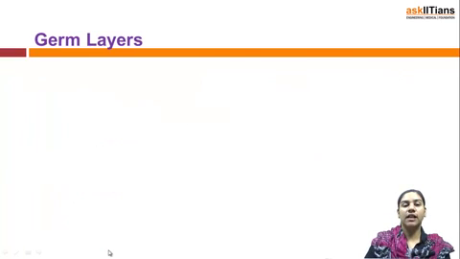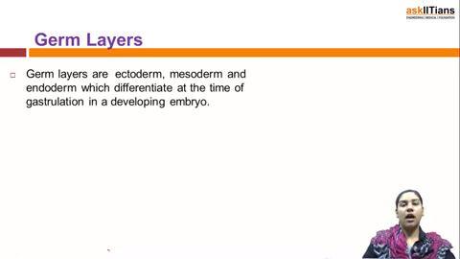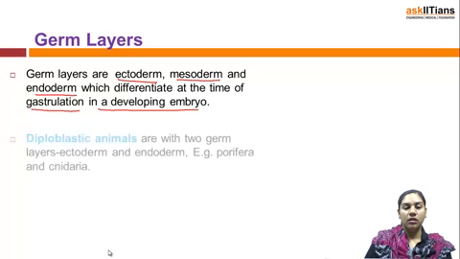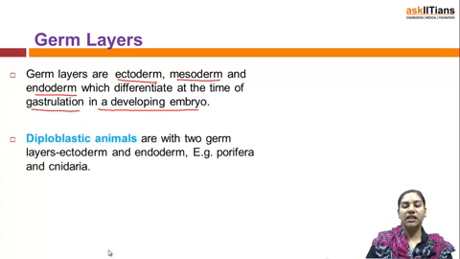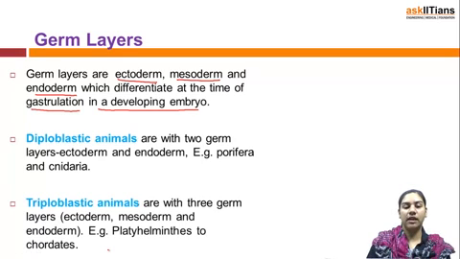Our next basis of classification is the germ layers. So these germ layers are the layers that differentiate at the time of gastrulation in a developing embryo, and these include ectoderm, mesoderm, and the endoderm. So on the basis of the germ layers, there are two types of animals, the diploblastic and the triploblastic animals. In the diploblastic animals, there are only two germ layers, the ectoderm and the endoderm. And the examples are from Porifera to Cnidaria.